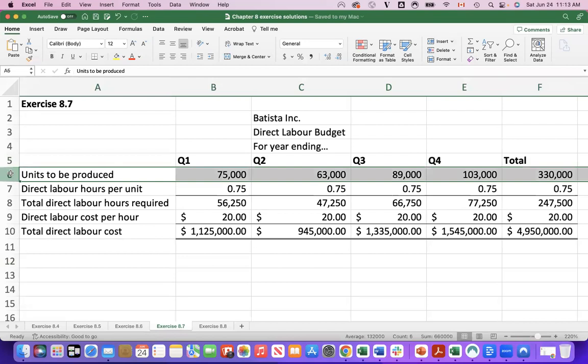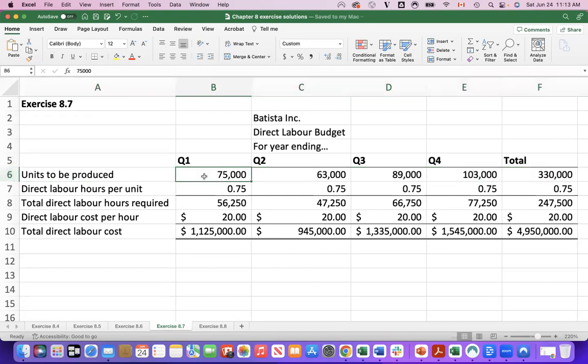Material purchases budget, direct labor budget, always start with the same line item, and this line item you would get from your production budget. So we expect to produce 75,000 units in Q1, 63,000 in Q2, 89,000 in Q3, 103,000 in Q4. So for the entire year, we expect to produce about 330,000 units. Each unit requires 3/4 of an hour to produce.